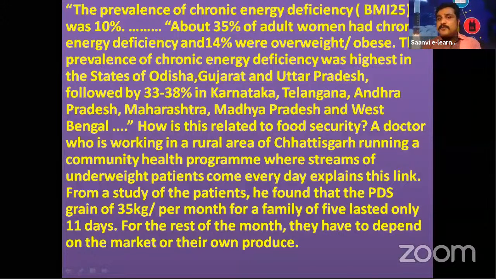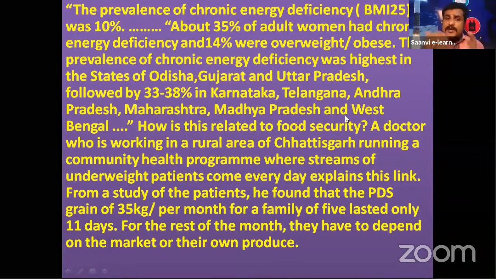How is this related to food security? A doctor who is working in a rural area of Chhattisgarh, running a community health program, where streams of underweight patients come every day, explained this link. From a study of patients, he found the problem of the public distribution system: per month they are getting 35 kg of rice. That is not sufficient for a family beyond 11 to 12 days.